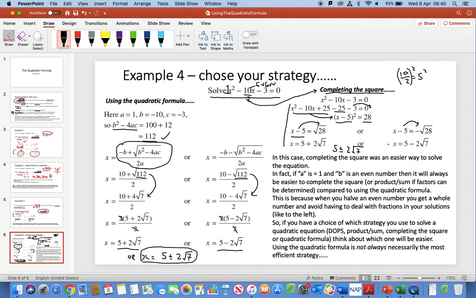Okay, so that's covered the uses of the quadratic formula, where to use it, when to use it, and possibly when not to use it if you have a choice. Okay, hopefully that's helped, and have a look on the lesson plan just to work through some of the questions in the textbook to practice this skill.